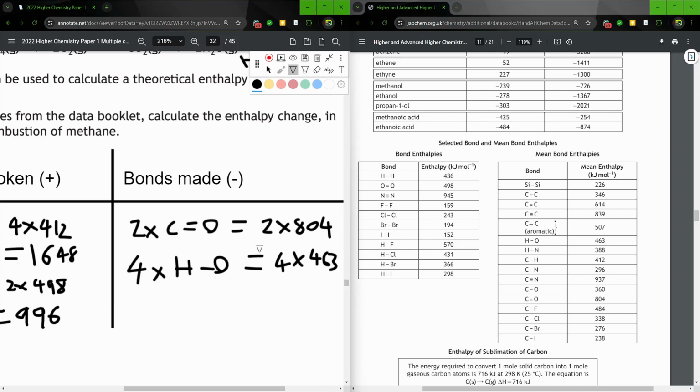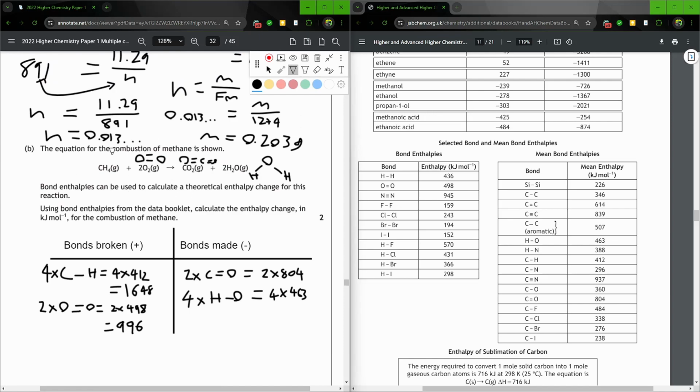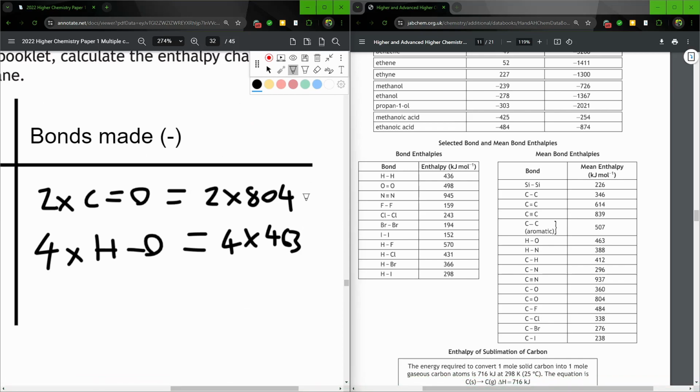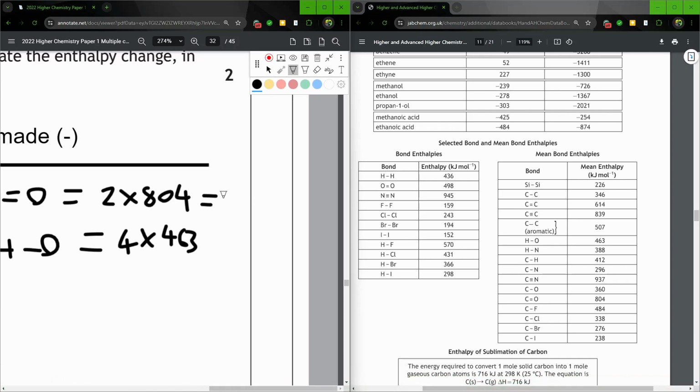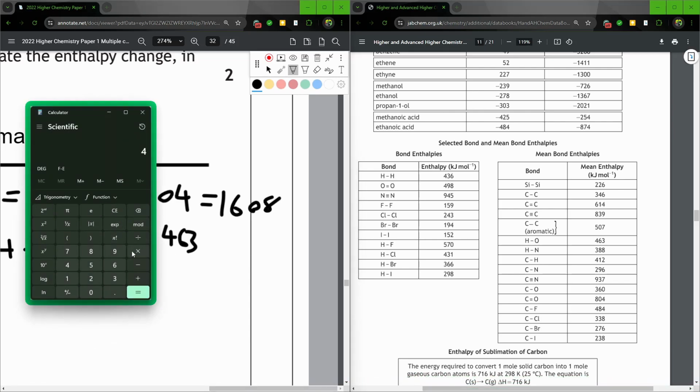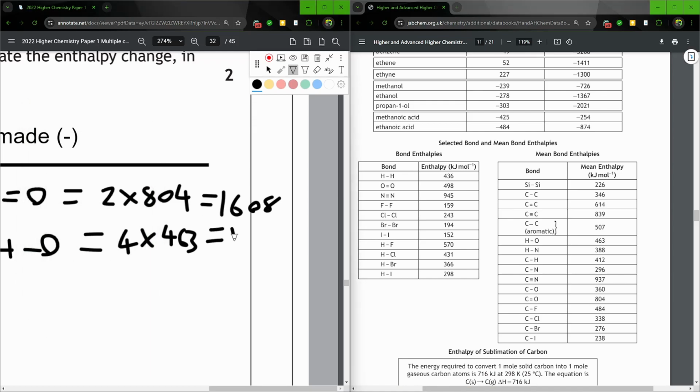Now remember, before you do our calculations, just to double check, this is a combustion reaction with methane, so we should expect to see a negative enthalpy change because that means it's giving energy to its environment. So, oh, I need to go and times these out, don't I? So that would be 1608, and this would be, I'll just use the calculator just in case my brain flips up again. That would be 1852.